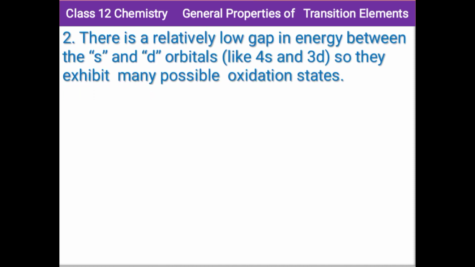Number 2, there is a relatively low gap in energy between the s and d orbitals, like 4s and 3d orbitals, so they exhibit many possible oxidation states. Students, because of the low difference between the energy of s and d orbitals, s electrons as well as d electrons can be released from their outer shells. Therefore, they show variable oxidation states.